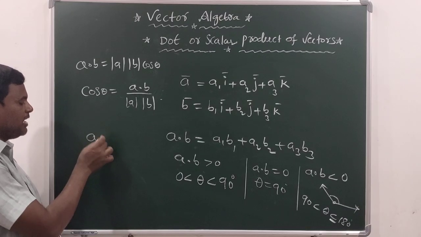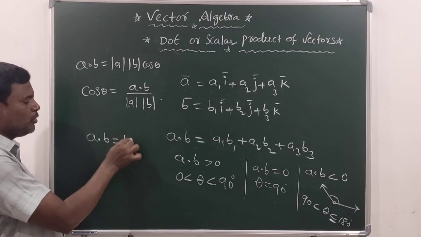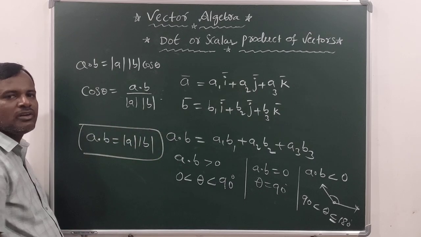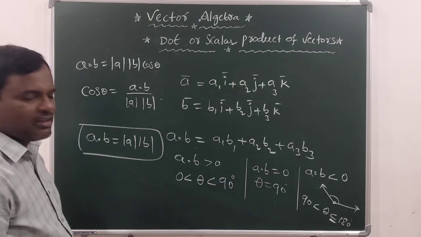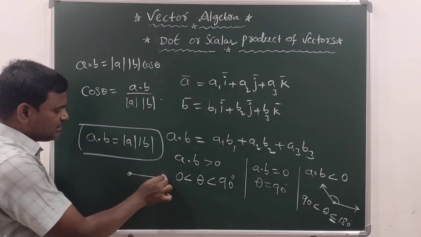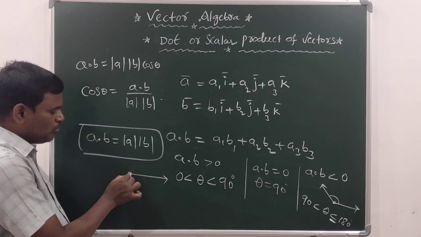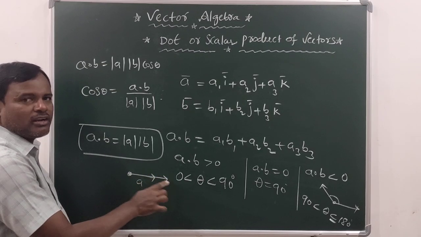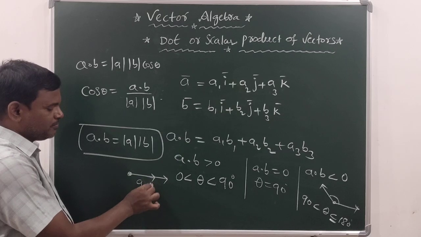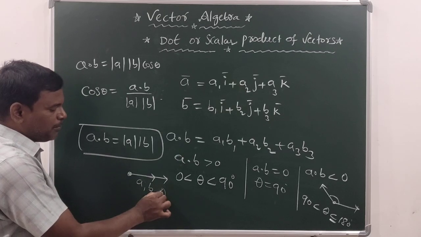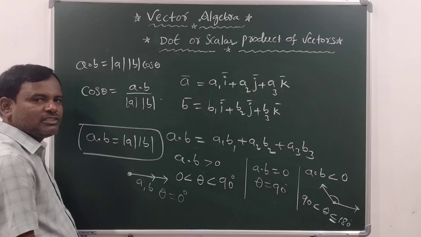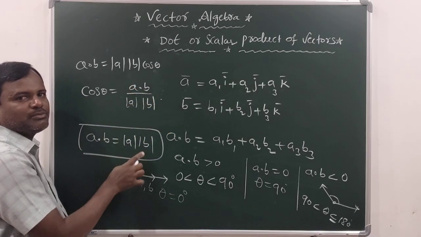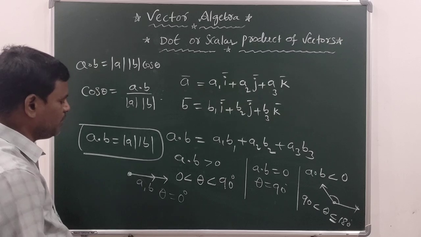See, sometimes you will get A dot B is equal to magnitude of A magnitude of B. When will it happen? Whenever theta is 0, means both are coincident. A and B, both are coincident vectors. So when this will happen? Whenever theta is 0 degrees, then cos 0 is 1. Now A dot B can be written as magnitude of A into magnitude of B.